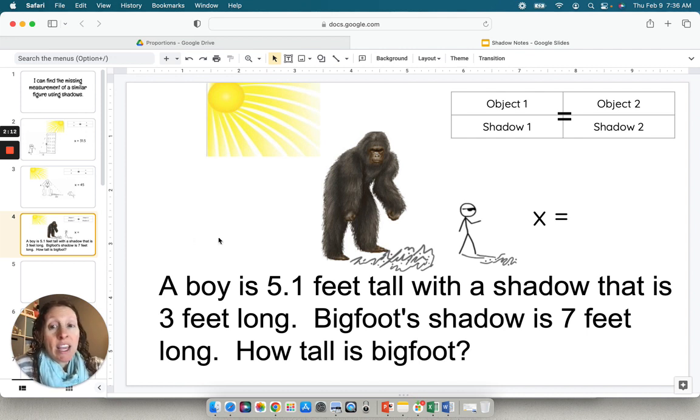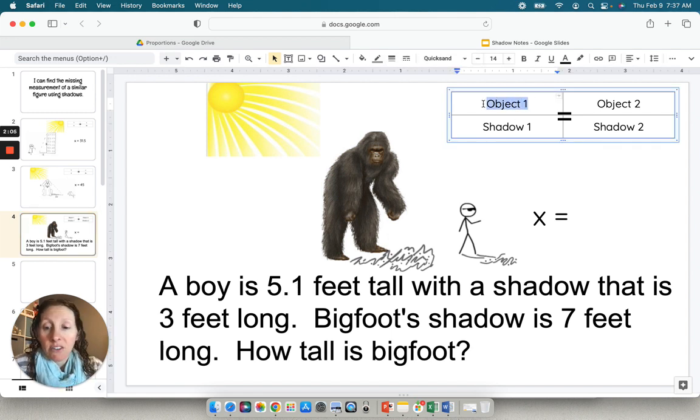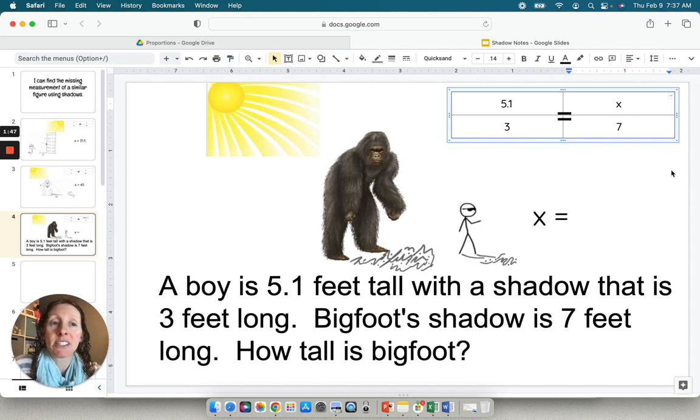All right, a boy is 5 1/10 feet tall with a shadow that is 3 feet long. All right, so the boy is 5 1/10, and the shadow is 3 feet. Bigfoot's shadow is 7 feet long. So I'm going to put shadow 2, I'm going to put 7, but we don't know how tall Bigfoot is, so that will be X.